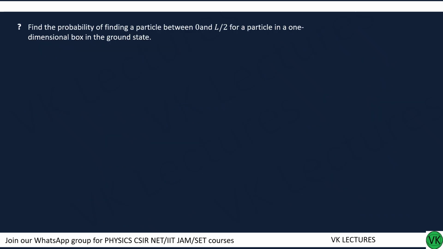Coming to the next problem: find the probability of finding a particle between 0 and L by 2 for a particle in a one-dimensional box, that is, a particle in a box in the ground state. How will we find this? We just need to find the probability of finding a particle. Consider a particle confined in a 1D box of length L.